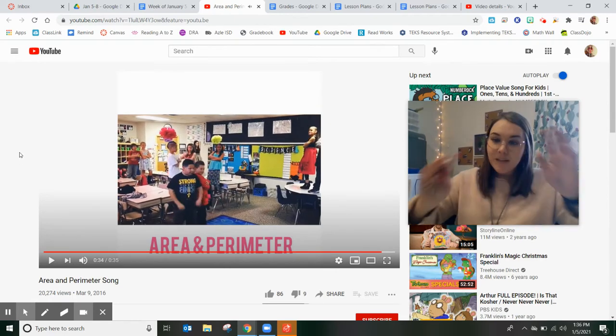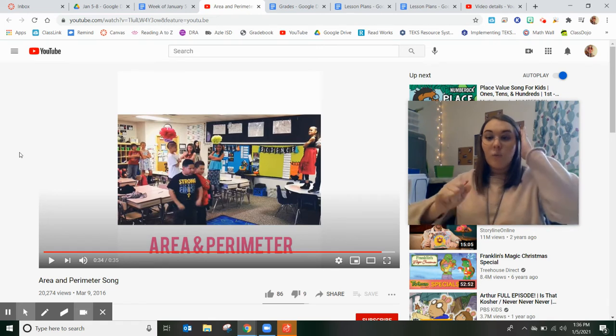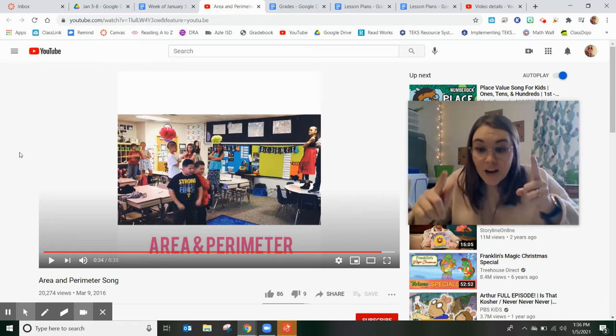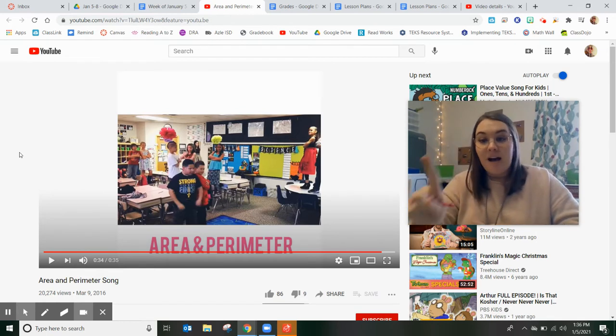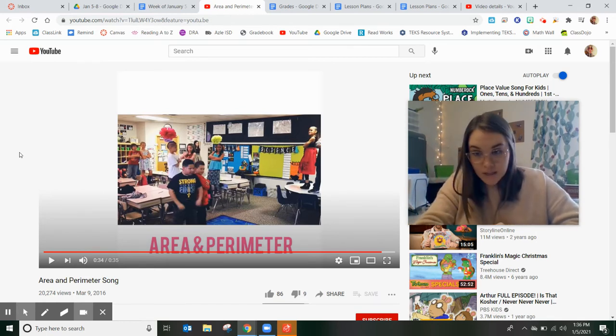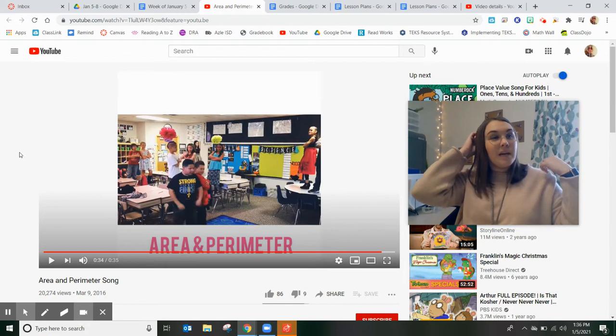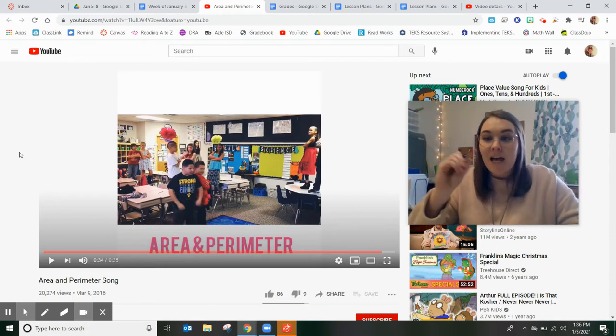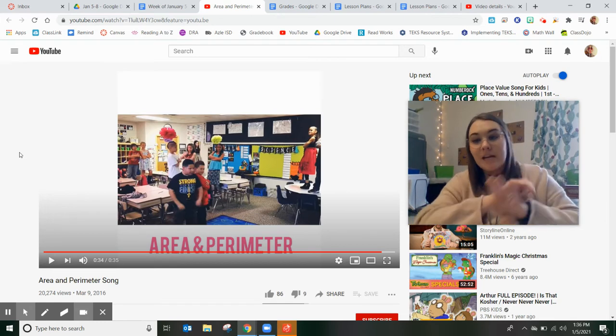Okay, so what I really want you to get from this is: welcome to our house. We can find the area, multiply the length times width, and then we can find the perimeter, take a walk outside it, add up all the sides.